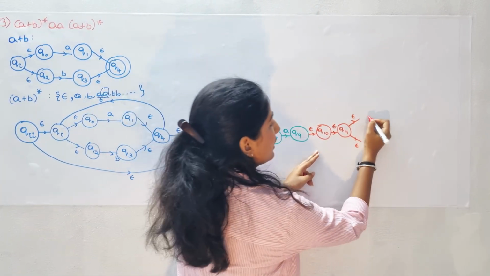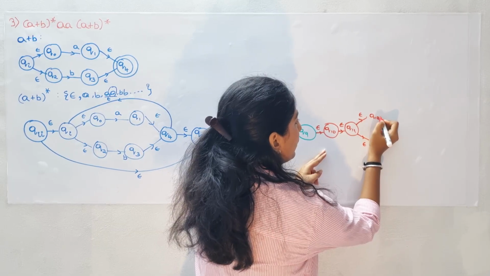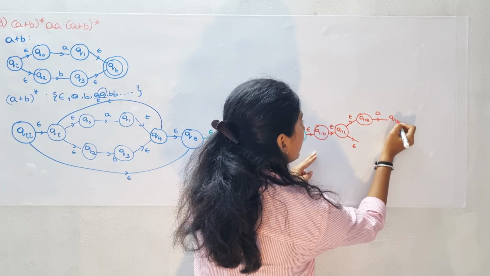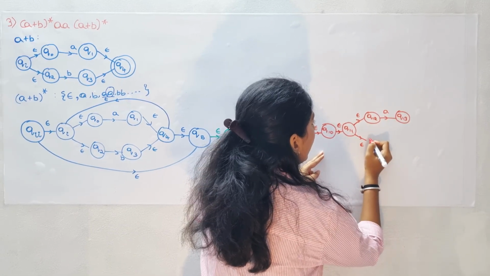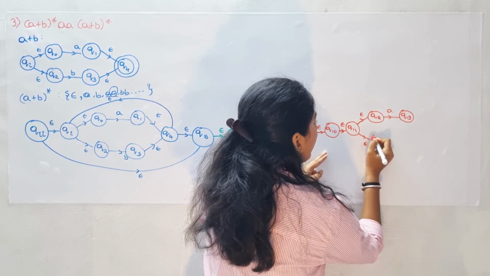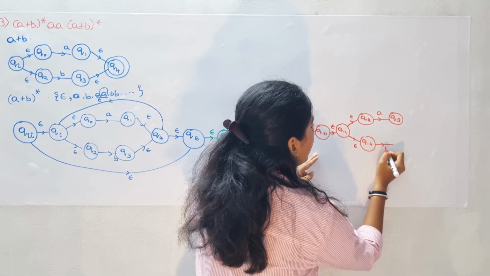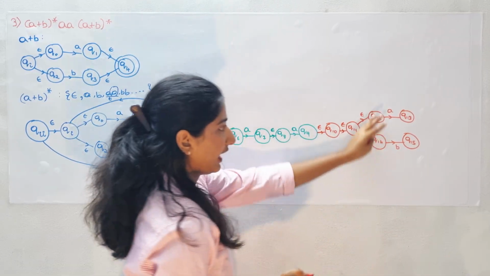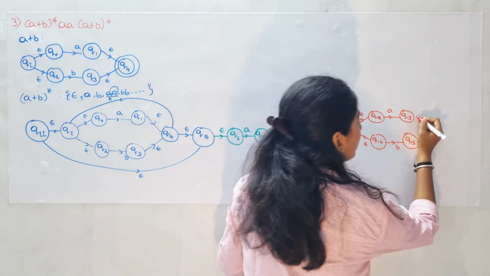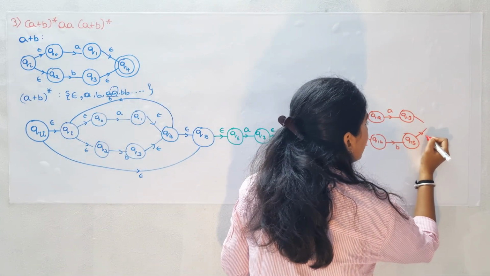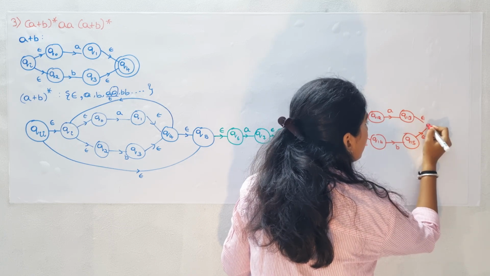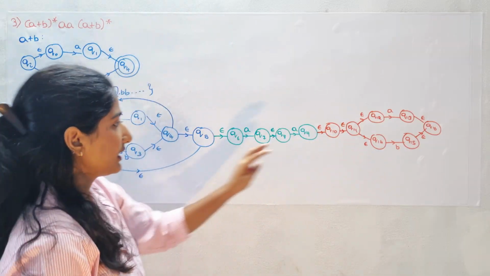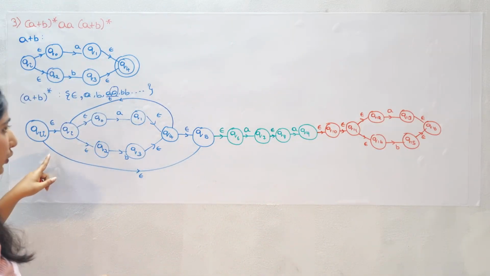Here I am going to decide. So q12 on a will be moving to q13, and q14 on b will be moving to q15, right? a, b done. Now they have a common final state, that is q16. Now we have to write the loops, right?